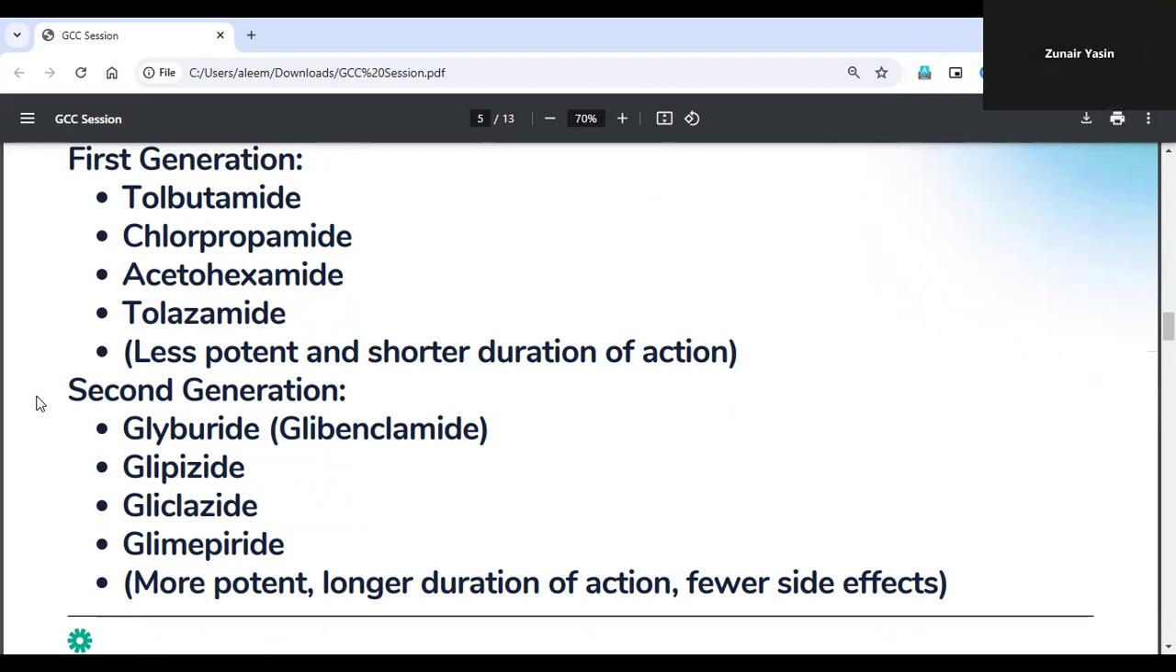Okay sir, thank you. Like there are some dose dependent killing, or there are other types.